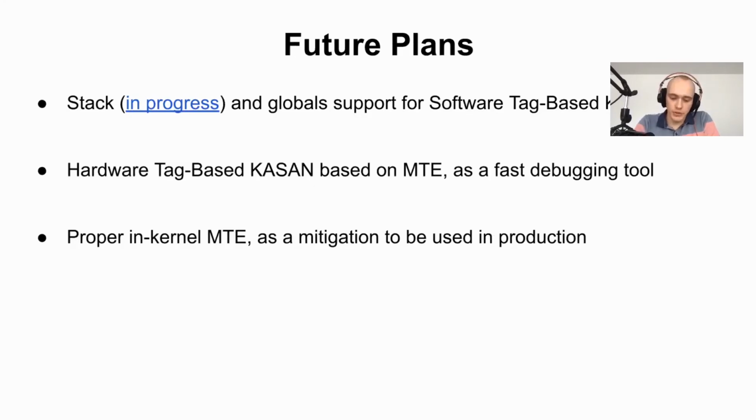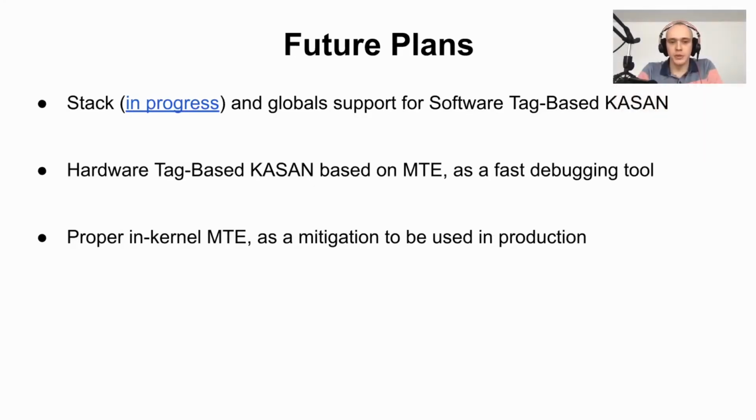So currently what we have is the software implementation of memory tagging for the kernel in the form of software tag-based KASAN. Currently, it only covers the heap memory, or the slab memory, as it's called in the case of the kernel. And the first thing we would want to do is to add stack and global support for it as well, to be able to detect bugs in stack and globals. The stack is currently in progress, and globals will be addressed after that.